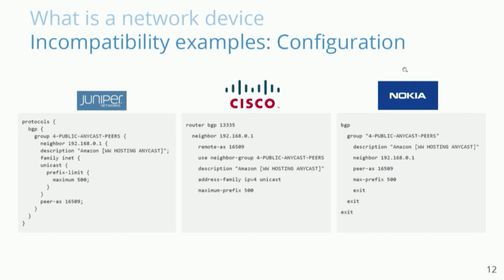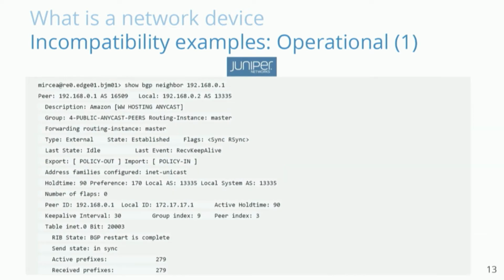All three do exactly the same thing. They configure a neighbor. But does it look the same? They are completely different, although they do the same thing. And this incompatibility can be extended also on the operational side of looking at a network device.